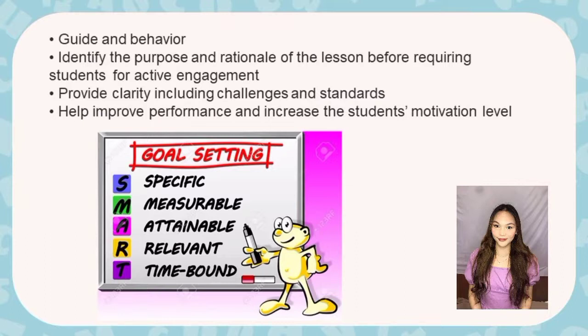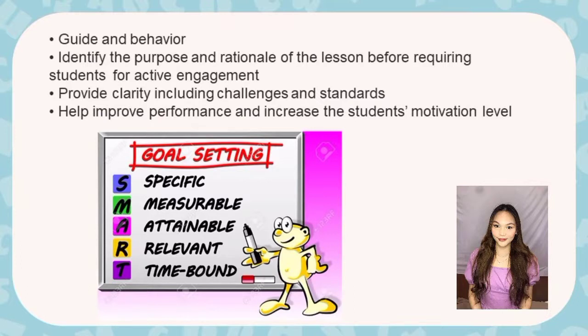Next is identify the purpose and rationale of the lesson before requiring students for active engagement. It is important to have background knowledge about the lesson topic that the teacher will be presenting. So before anything else, the teacher will easily identify the strengths and weaknesses of the objectives when learning outcomes did not meet the expected active engagement of students.